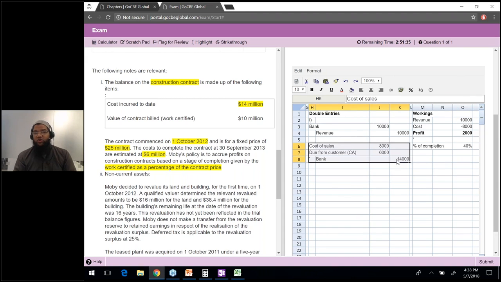So we have made an entry as cost of sales debit by $8,000 and the cost to date of $4,000, with $6,000 being treated as the due from customer. We have calculated this as a balancing figure.